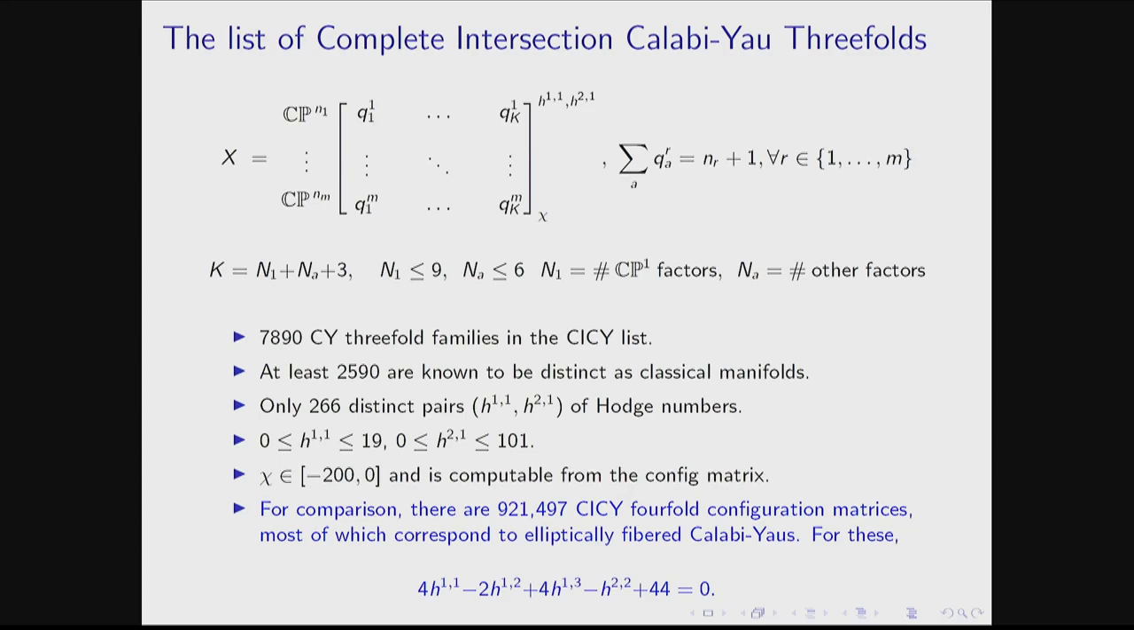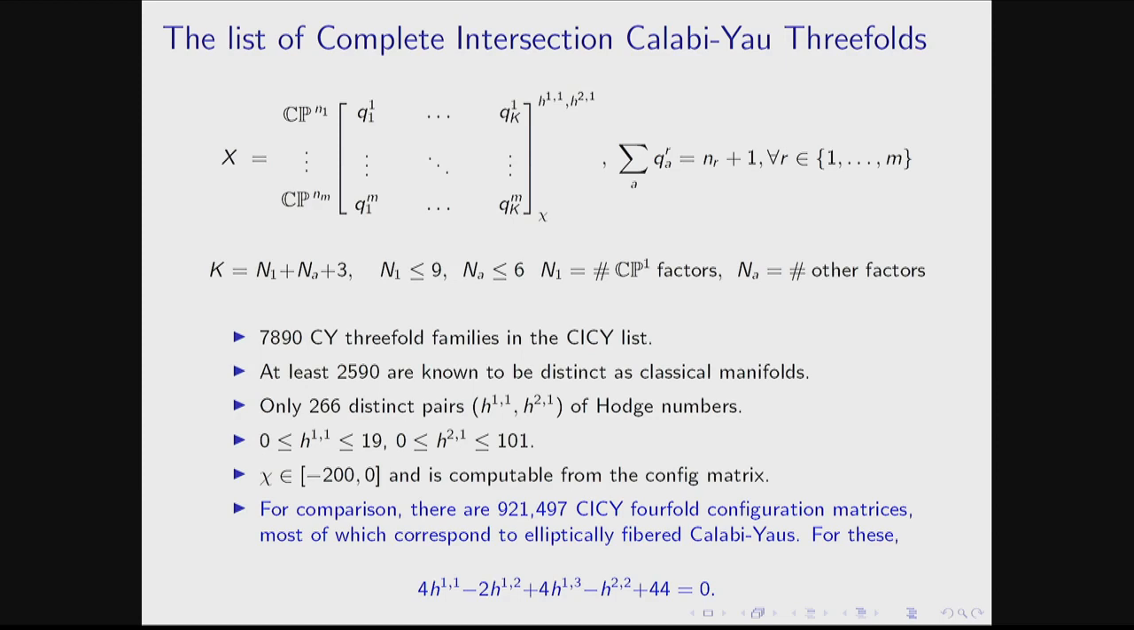In total, there are roughly 8,000 CICY matrices in the list, and although this list has been around for a while, at least 2,590 are known to be distinct as classical manifolds. So actually, it's not really known if for the rest there are equivalences. And there are only 266 distinct Hodge pairs. The h11 ones range between 0 and 19, and the h21 ones range between 0 and 101.